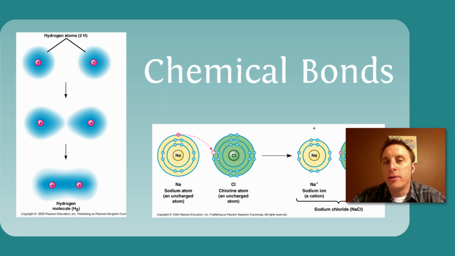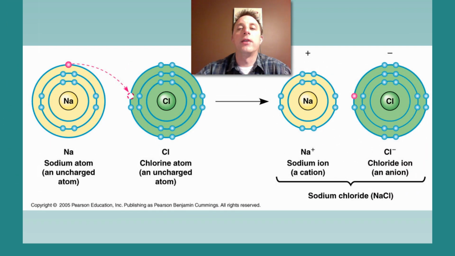So electronegativity plays into this. Basically, we look at the difference in the electronegativity of the two atoms that are forming the bond. So in this case, we have sodium, which has a very low electronegativity, and we have chlorine, which has a very high electronegativity. So there's a big difference in the electronegativities between the sodium and the chlorine.